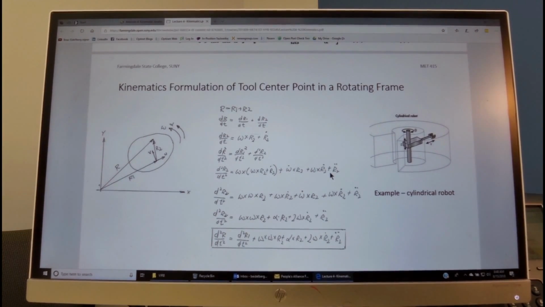So if we expand these terms, we get d squared r2/dt squared, the absolute acceleration, equals omega cross omega cross r2 plus omega cross r2 dot plus omega dot cross r2 plus omega cross r2 dot plus r2 double dot. Now when we combine terms, what we get is omega cross omega cross r2, and we have omega dot, which is alpha, cross r2, and then you see that we have omega cross r2 dot here and omega cross r2 dot here, and we combine them to 2 omega cross r2 dot plus r2 double dot.